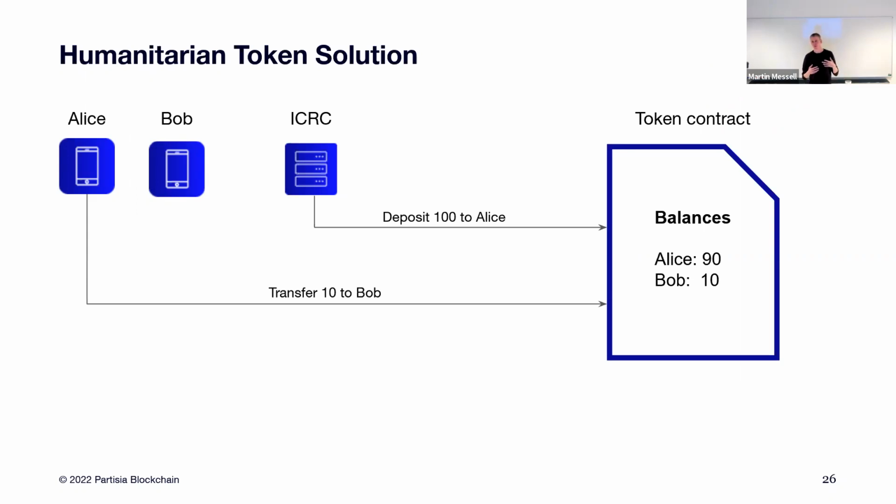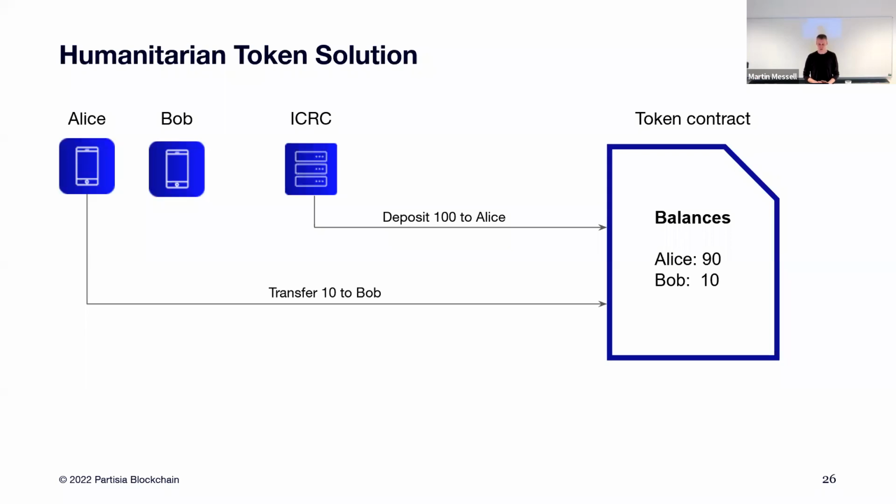And to do this, the idea behind it is to have a token contract, as you know from the crypto space, where the ICRC will be able to deposit, mint, money to people. So in this case, deposit 100 tokens to Alice, who will then be able to transfer 10 to Bob. So the ICRC can deposit tokens into the token contract, and then users will be able to transfer tokens to each other within this contract.